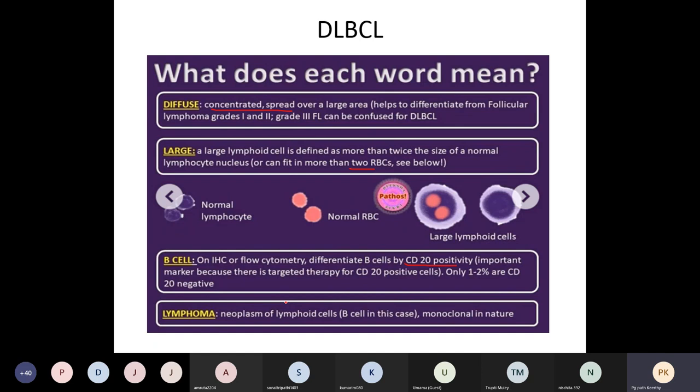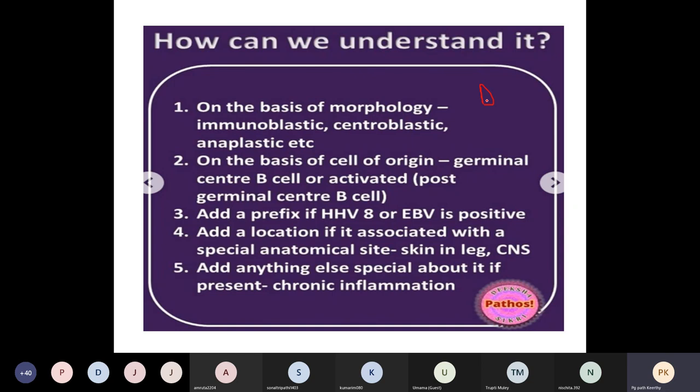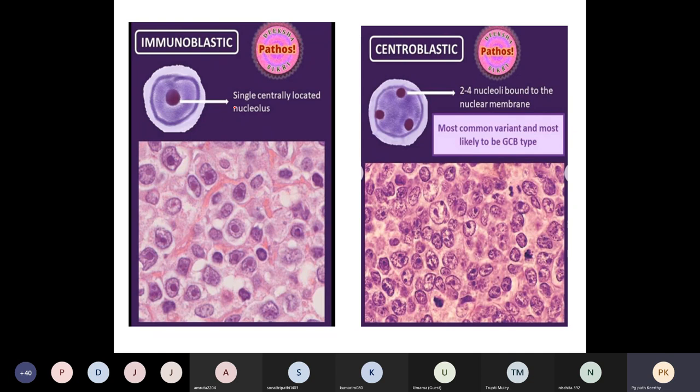So how do we understand this? There are 2 types of classification of DLBCLs, okay? One is based on the cell type, whether the cell is immunoblastic, centroblastic or anaplastic. That is the morphological classification. The other is based on the origin, whether they are arising from the germinal center or post-germinal center, or whether they are associated with HHV-8 or EBV. Like that, they have classified DLBCL. So immunoblast, you know already, I for immunoblast. Remember I. Centroblast, you remember C. See, they are attached to the nuclear membrane, like this, whereas in immunoblasts the nucleolus is prominent and single. That is I and this is C.